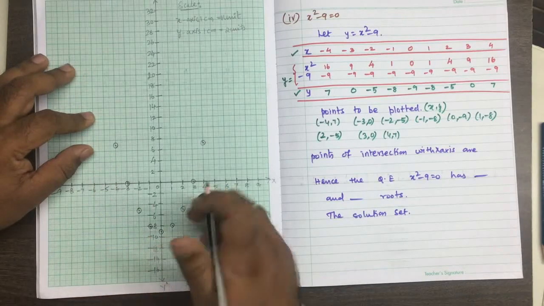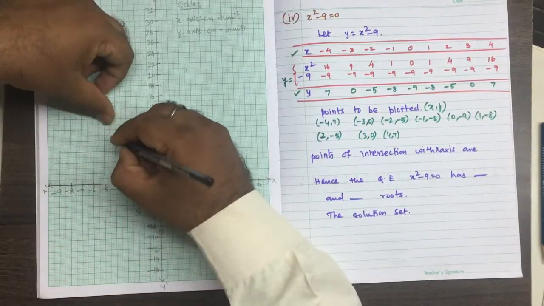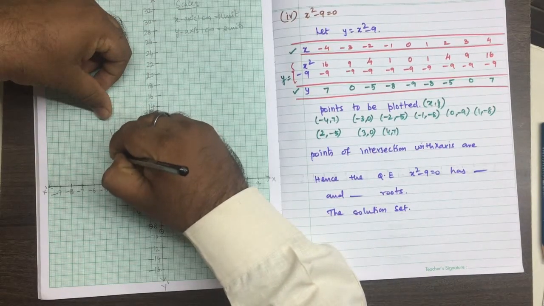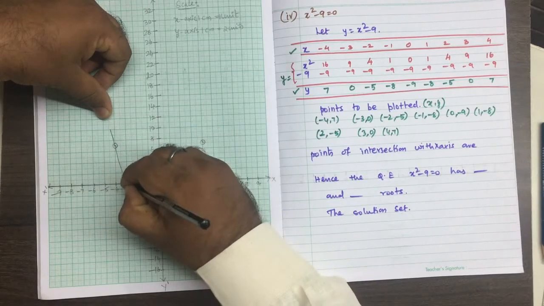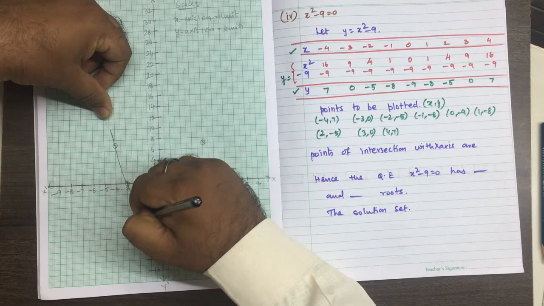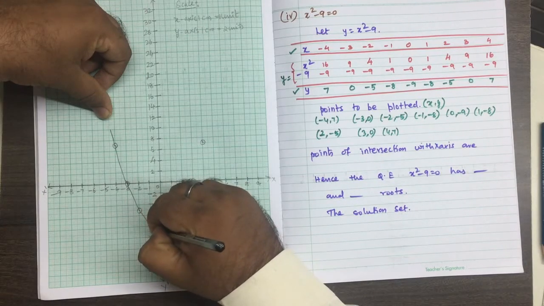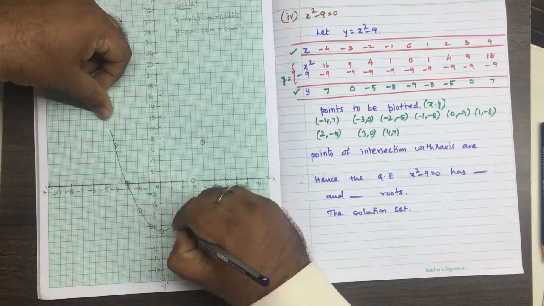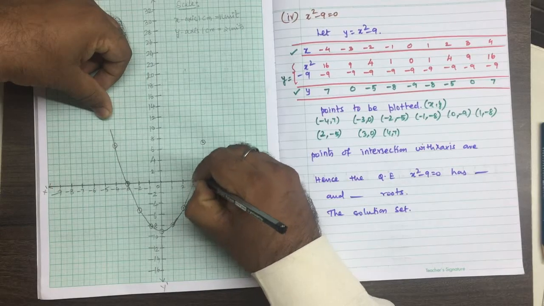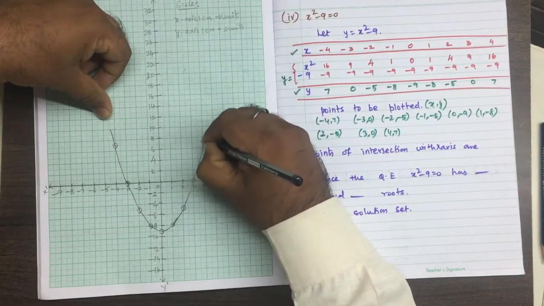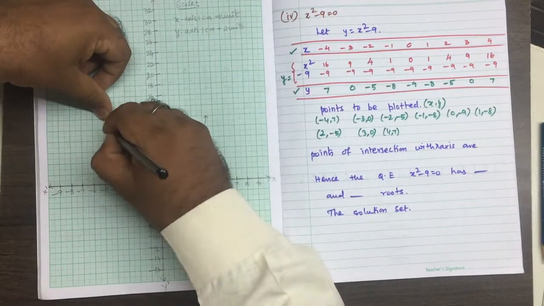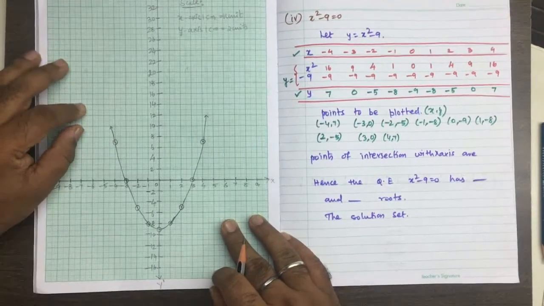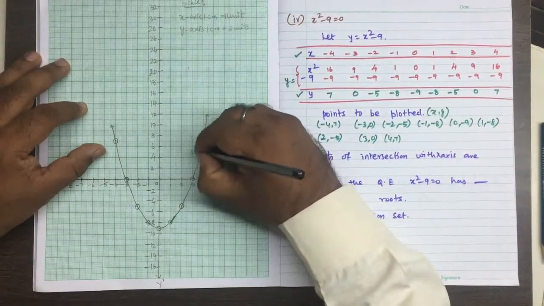Now each and every point is to be joined without using the scale. Free hand we have to join. So you can see it clearly. You will get the parabolic shape. Like this we have to join and get the parabolic curve of x square minus 9 equal to 0.